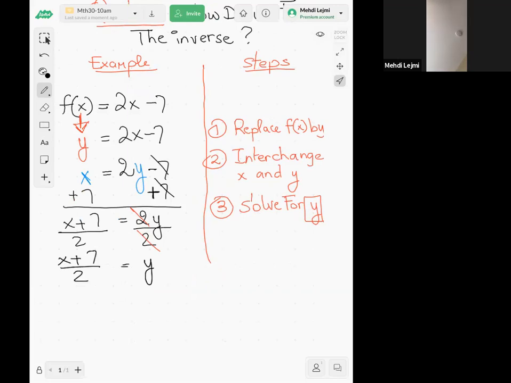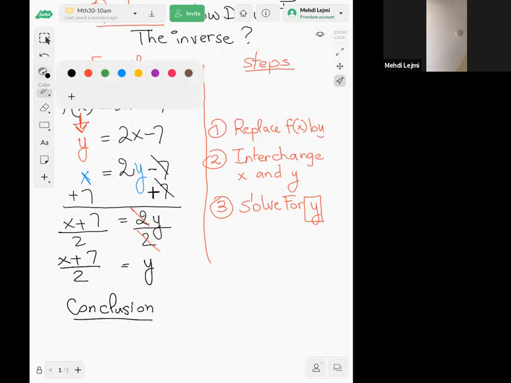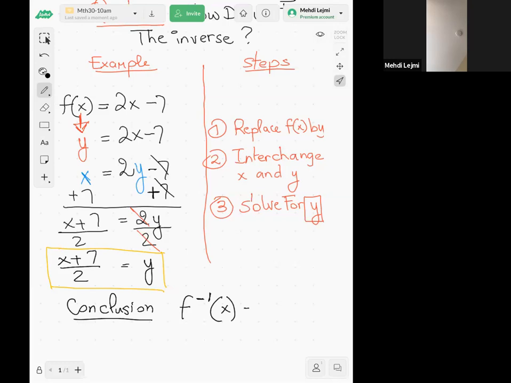My claim is that this y here is the inverse function. So the conclusion here is that x plus 7 over 2 is the inverse function. The inverse function of f is equal to x plus 7 over 2. So that's my inverse function.